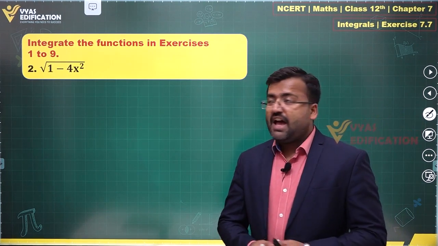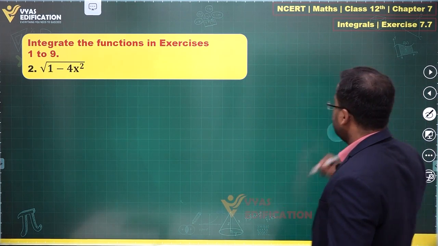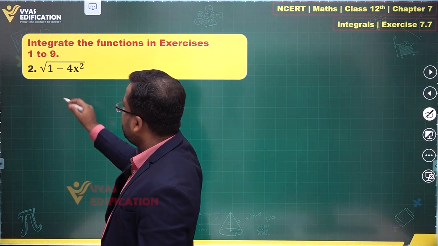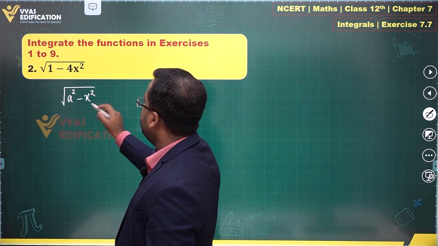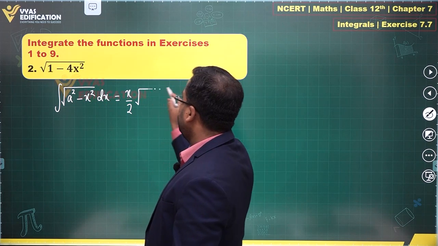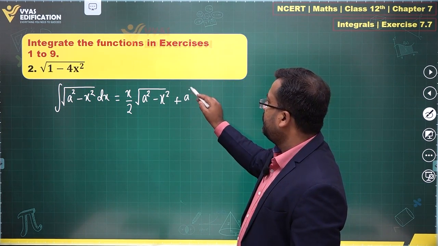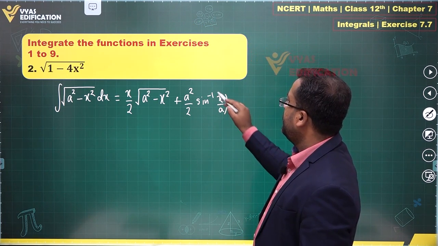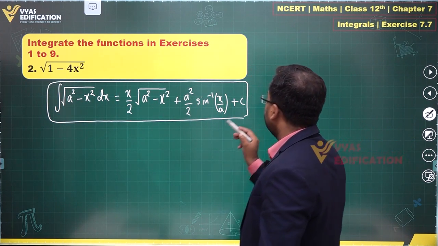In the second question, we have under root of 1 minus 4x square. Now, how do we handle this? Handling this kind of question will not be difficult. You know something. This is a square minus x square type of thing, right? Integral of under root of a square minus x square with respect to x will be equal to x by 2 under root of a square minus x square plus a square by 2 sine inverse x by a plus constant. This is the formula that we are interested in.